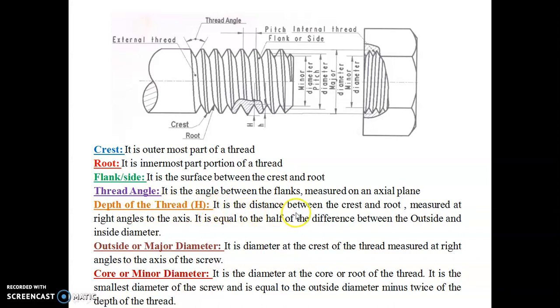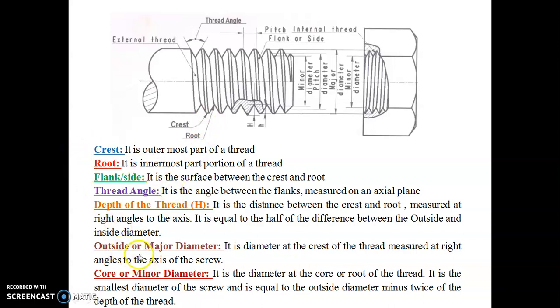Then the next term is called as depth of the thread, which is denoted by capital H. So it is the distance between the crest and root measured at right angles to the axis. It is equal to half of the difference between outside and inside diameter. So if you take this as a crest and this as a root, and if you measure the distance between crest and root, which is perpendicular to the axis, or right angles to the axis, that perpendicular distance between the crest and root is called as depth of the thread or height of the thread.